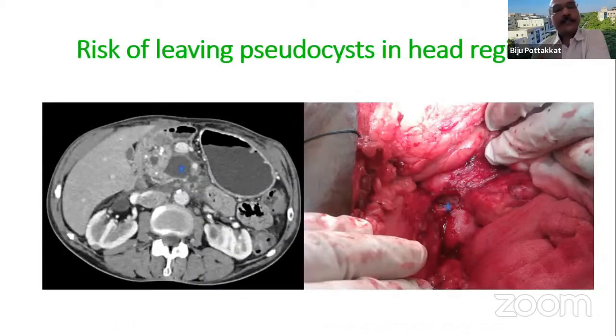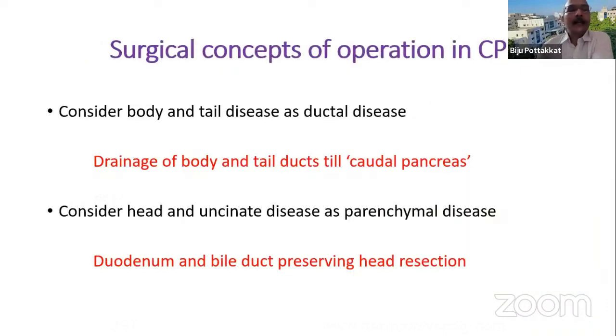And the pseudocyst is something we encounter very often nowadays in chronic pancreatitis, and there is a risk of leaving a pseudocyst in the head region if you don't core it or excise it very nicely. So what we basically have to do is drainage of the body and tail duct till the caudal pancreas. If you talk about the tail of the pancreas, the distalmost part of the pancreatic duct, the caudal pancreas might be left behind because of splenic artery or vein injury, but that has to be opened.